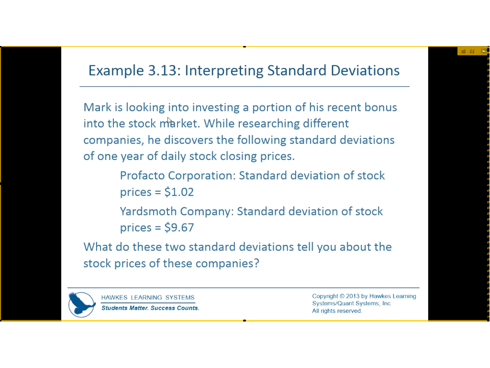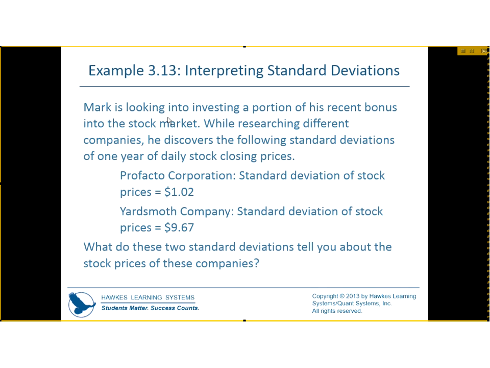All right, so here's another one. Mark is looking to invest a portion of his recent bonus into the stock market. While researching different companies, he discovers the following standard deviations of 1 year of daily stock closing prices. The first company's standard deviation is $1.02. The second is $9.67. What do the 2 standard deviations tell you about the stock prices of the companies?